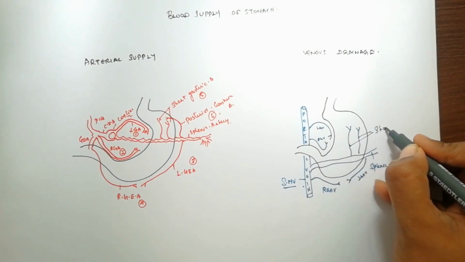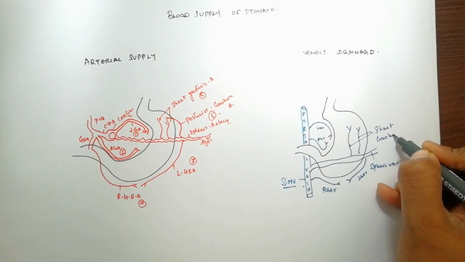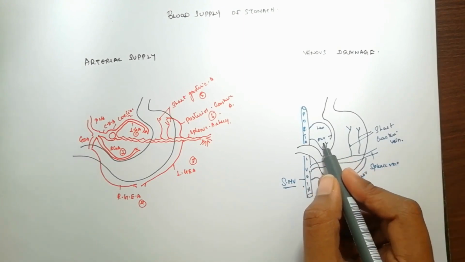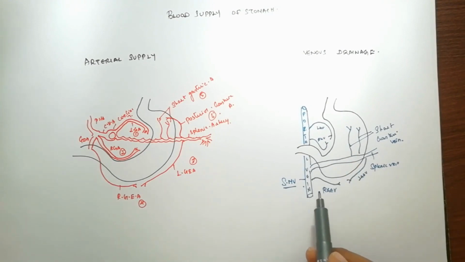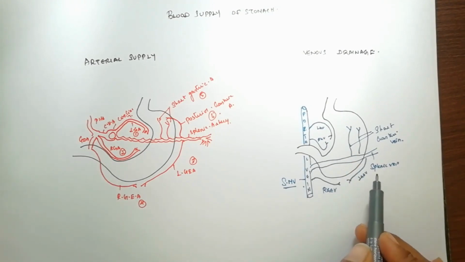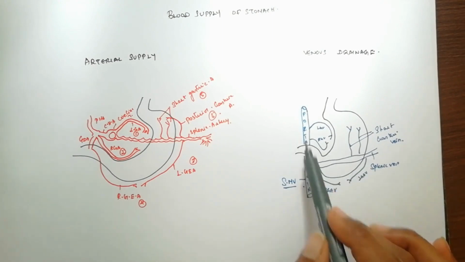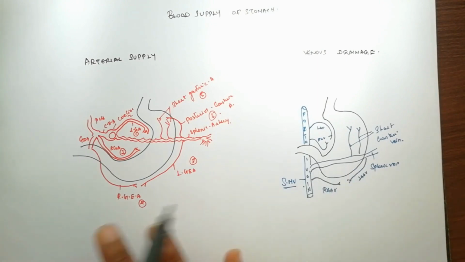These are the short gastric veins. So left gastric and right gastric drain into the portal vein, right gastroepiploic to the superior mesenteric, left gastroepiploic to the splenic vein, and short gastric veins to the splenic vein again. At last all these veins are drained into the portal vein. So this is all about the blood supply of the stomach.